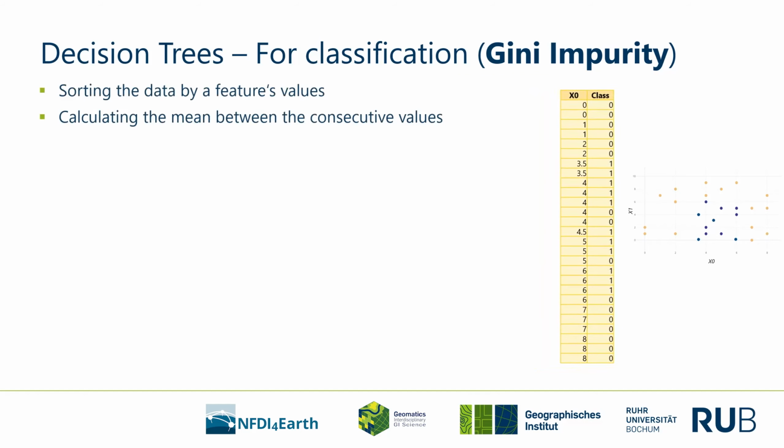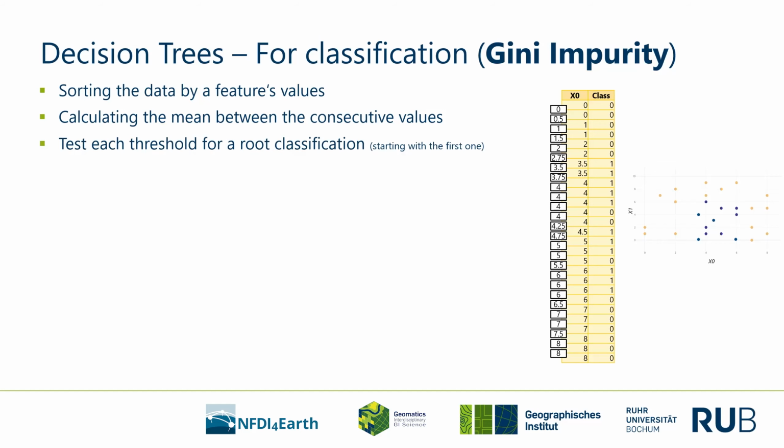Then we can calculate the means of the consecutive values. Those values will be our potential thresholds, which we now have to test one after the other to check how well each potential threshold fits. Normally, we would start with the first potential threshold, but for this example, let's just pick 4.25 to calculate the Gini impurity for the first leaf.